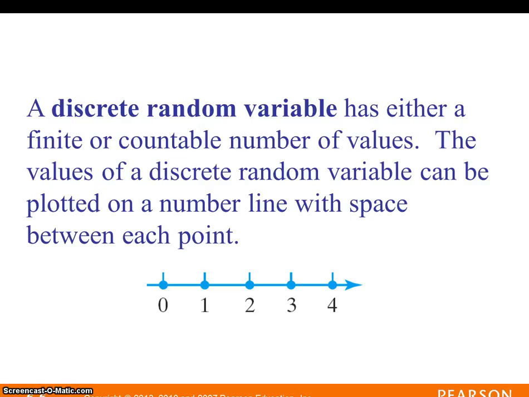So a discrete random variable has either a finite or a countable number of values. The values of a discrete random variable can be plotted on a number line with spaces between each point. So for example, a discrete random variable would be something like if you roll a dice, right, you can either get 1, 2, 3, 4, 5, or 6. You can't get like 5 1/2 or 2 1/3 or something. You can't get every value between 1 and 6, so that makes it discrete.